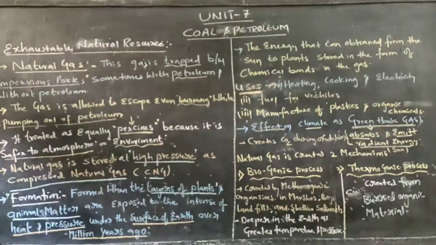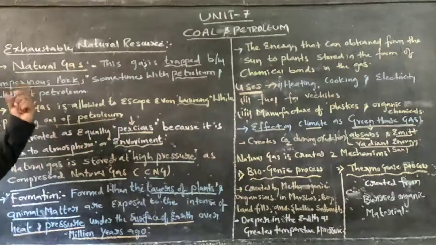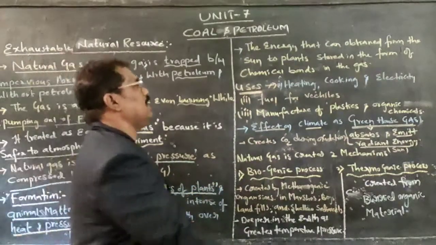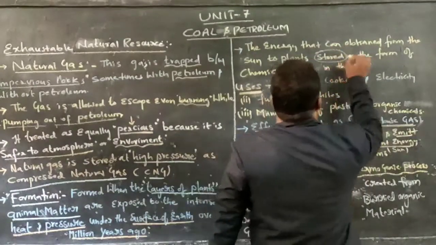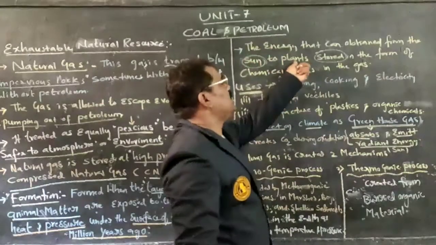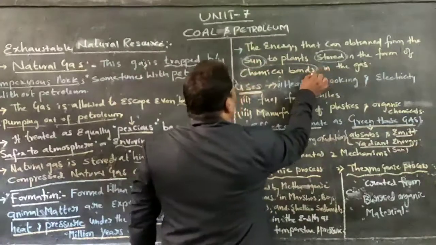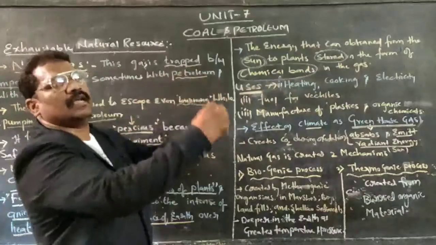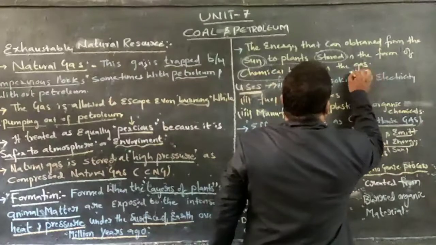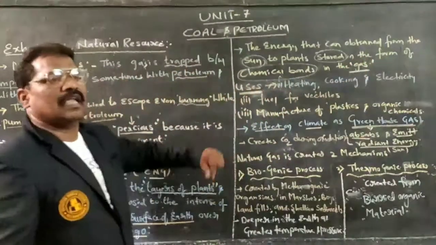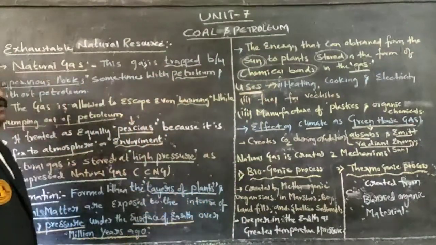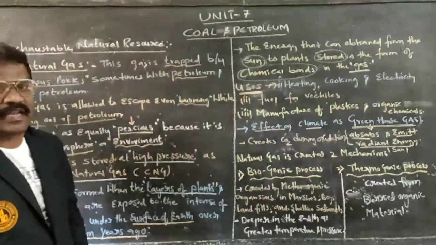The energy obtained from the sun is stored by the plants. From where are they storing energy? From the sun. The energy obtained from the sun is stored by these plants in the form of chemical bonds. A chemical reaction takes place and a chemical bond is formed, and that chemical bond exists in the form of gas. The energy we are storing in the layers of plants, that is the formation of natural gas.